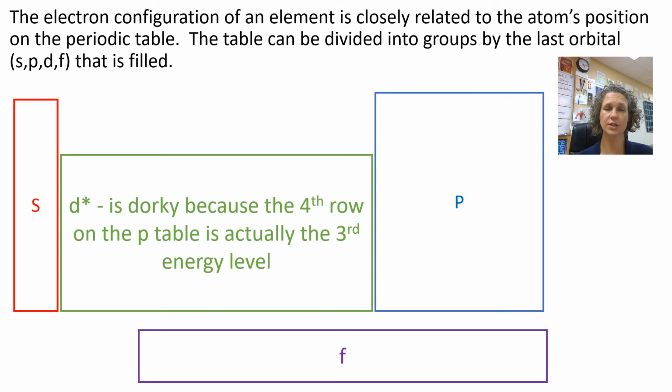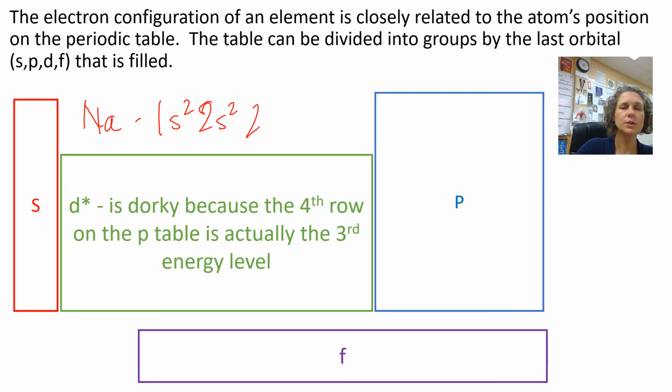The way that you do that is by looking at the last thing that you write down for the electron configuration. So if we go back to sodium, for sodium we just wrote down 1s2, 2s2, 2p6, 3s1. The last thing that we wrote down was S, which means that sodium is in that S group. And so if you were looking at a periodic table, sodium is right here.